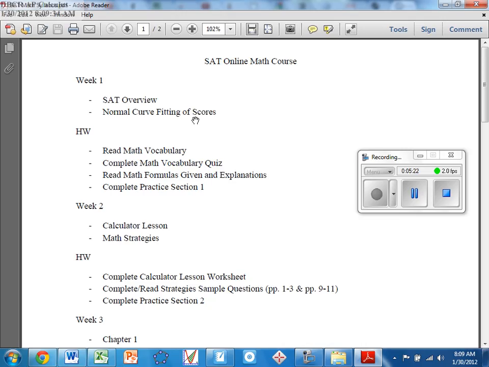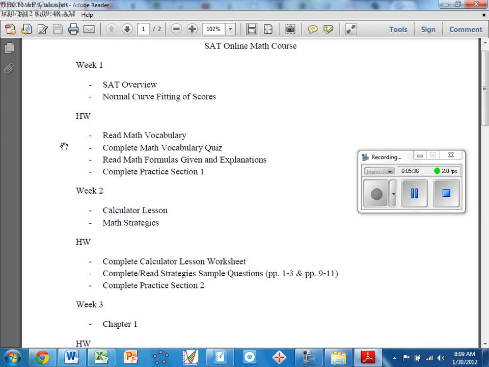So if we look at the first week here, I'm going to do simply an overview, which includes the syllabus and the general idea of the course and types of things in the SAT, and then the normal fitting. Your homework during week 1 is going to be all 4 of these activities here, not just one. Every week I'm going to give you a different thing to follow up with. For example, I want you to read all the math vocabulary. There's a document. See how you see 4 of these bullets here?